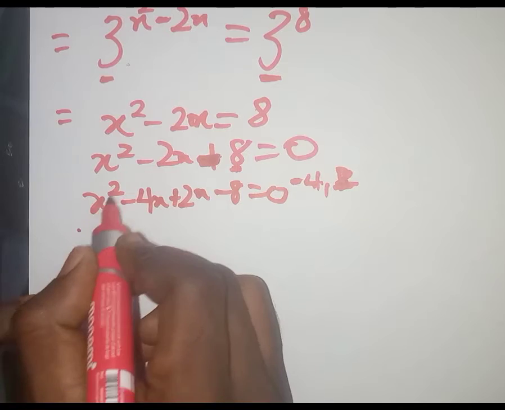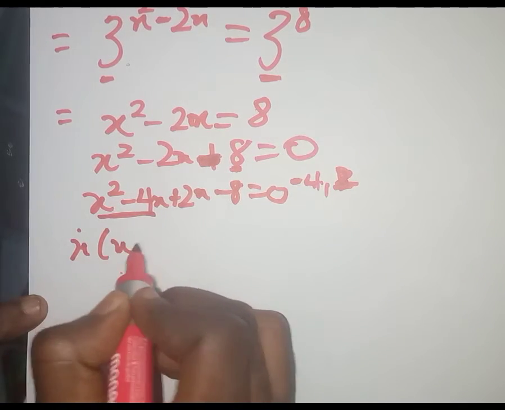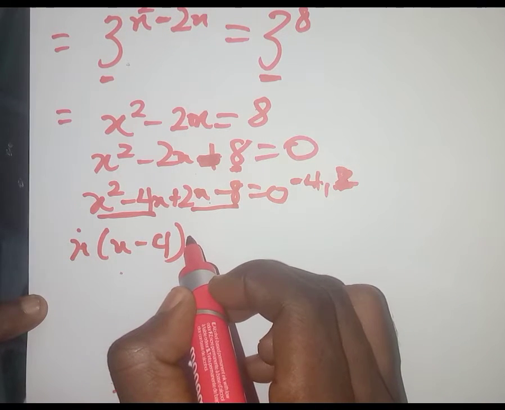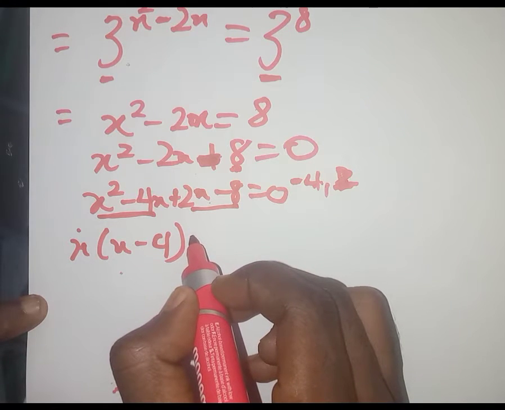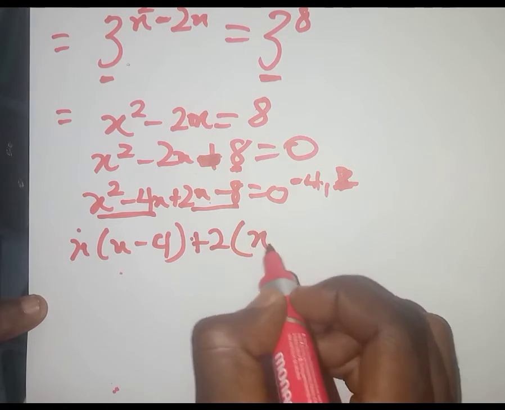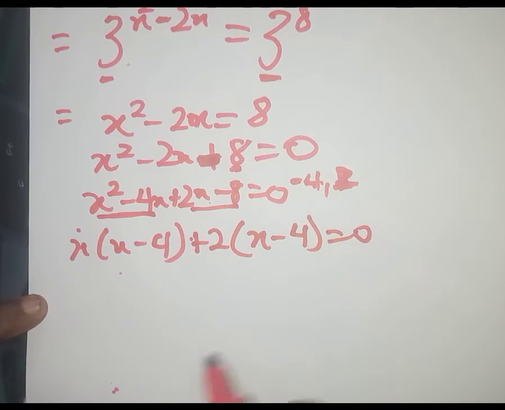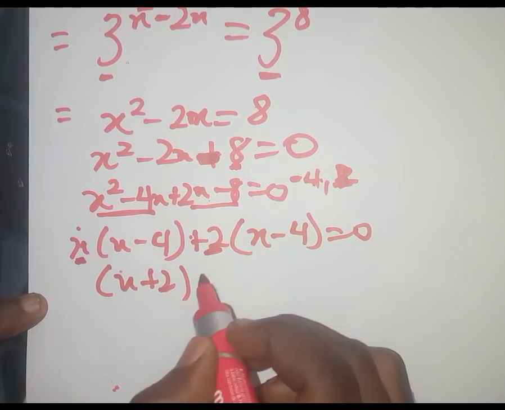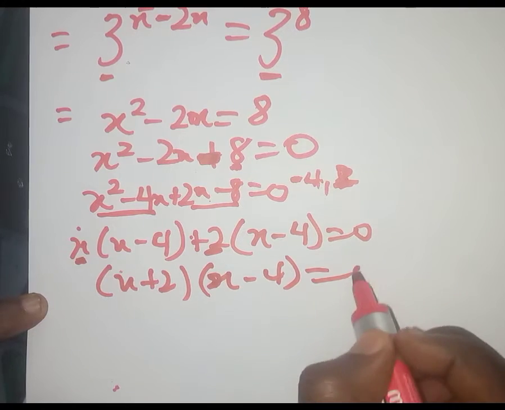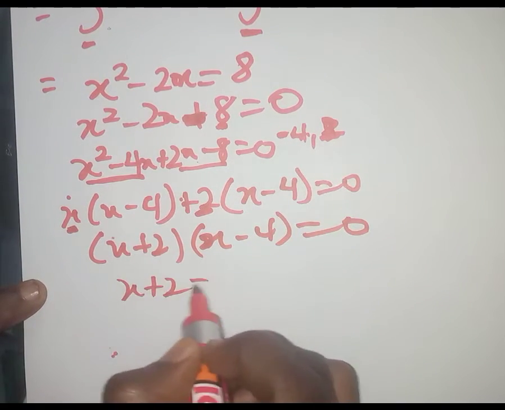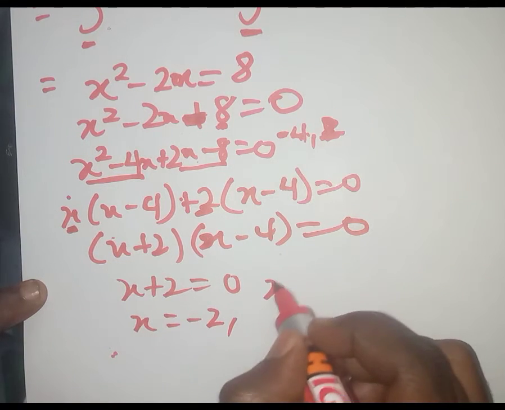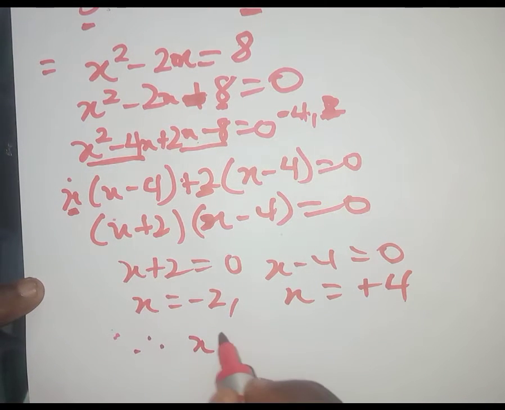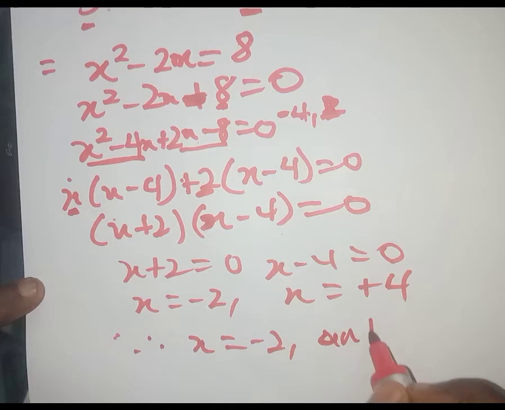Over here we have x outside, x plus 2. With this one too we can bring the negative 4 outside, so we have x minus 4 here being equal to 0. So we have x plus 2, which is the one outside, and then the one inside, which are the same, x minus 4 being equal to 0. So x plus 2 equal to 0 gives x equal to negative 2, and x minus 4 equal to 0 gives x equal to positive 4. Therefore we can conclude that x equals negative 2 and 4.